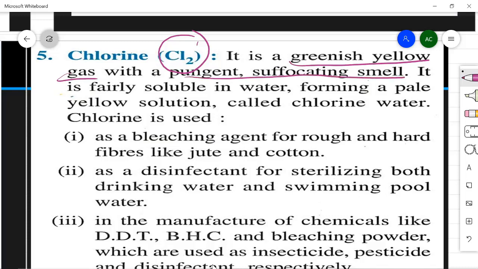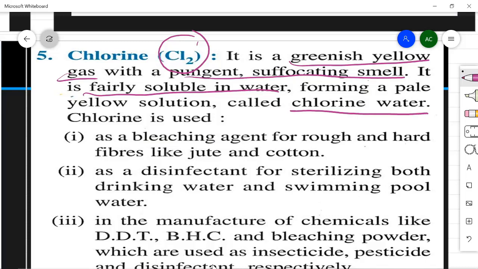नाक में चुभने वाली, दम को घोटने वाली ऐसी स्मेल होती है क्लोरीन की. It is fairly soluble in water. Fairly means in good amount it can be soluble in water, and it forms a pale yellow solution. Chlorine water is pale yellow because what is chlorine water? When chlorine dissolves in water, it gives a yellow solution of chlorine water. Otherwise, the gas is greenish yellow in color.